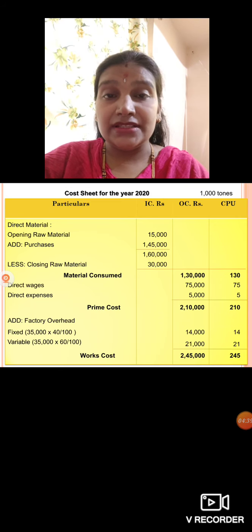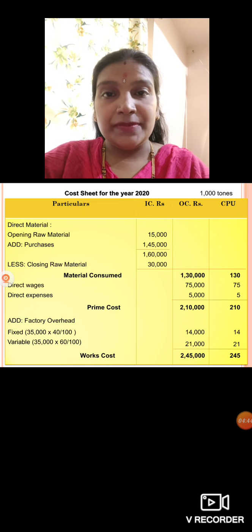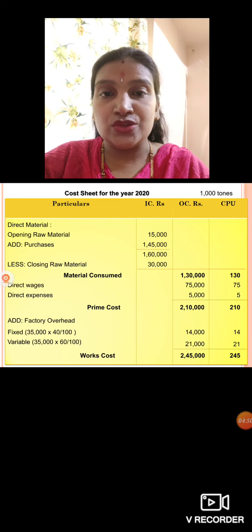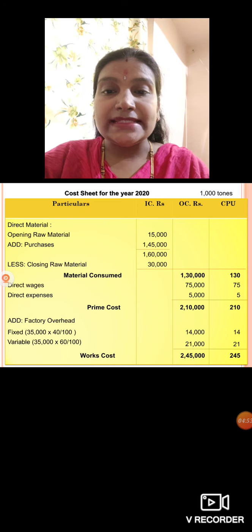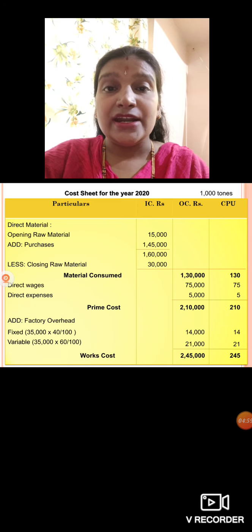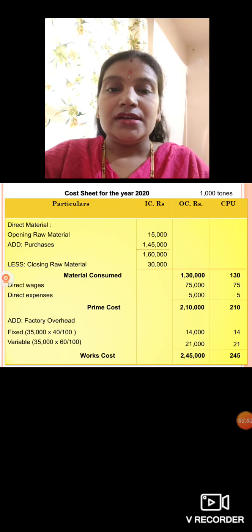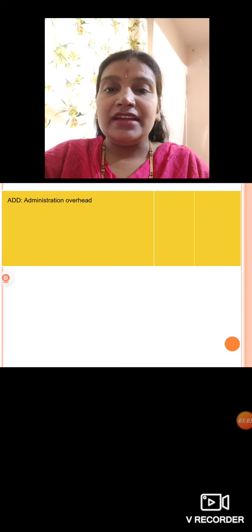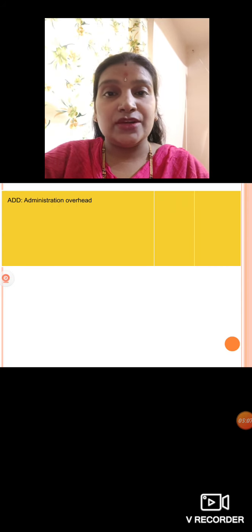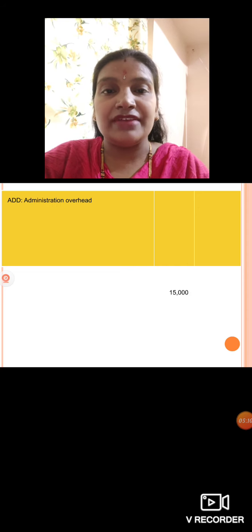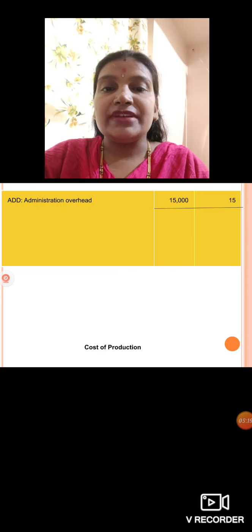I hope you are clear with this. Factory overhead they have mentioned 60% variable, right? So the remaining 40% you should consider fixed here. So out of 35,000, 40% we have recorded as fixed overhead, that is 14,000, and 60% we have recorded as variable. 35,000 into 60%, you'll get 21,000. The next overhead, which one are we having? Administrative overhead. As they have mentioned, administrative overhead is fixed, meaning it is completely fixed overhead. It is 15,000, and if you divide it by 1,000, you will get 15 rupees. Then how much will we get as cost of production now?